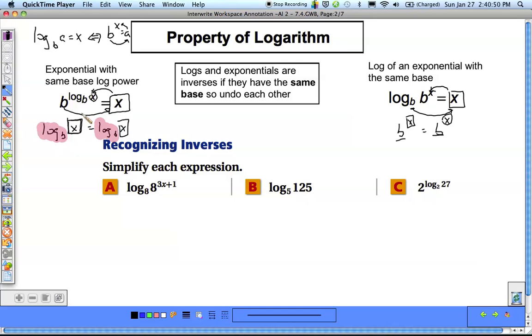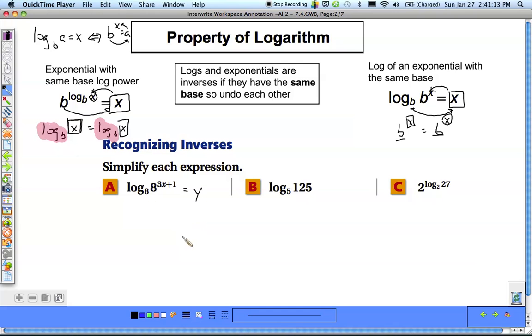So let's take a look at these couple examples. The first one, log base 8 of 8, which is raised to the 3x plus 1 power. Well, we really have two ways to simplify this. One is you could take a look and say which example it matches and follow what we just talked about. The option that may be a little bit easier here is that we just have a logarithm that we're trying to simplify and we don't exactly know what to do with it.